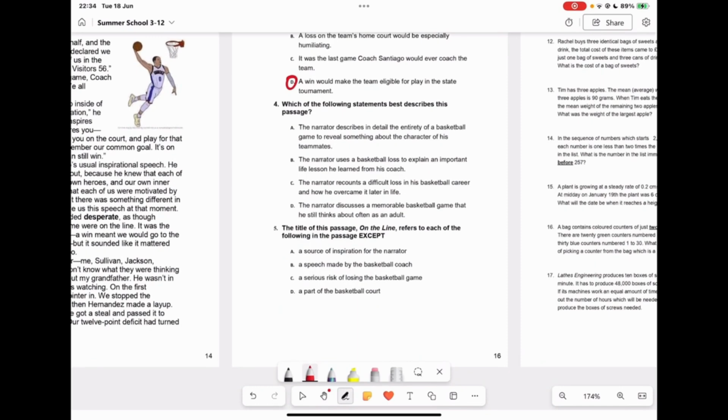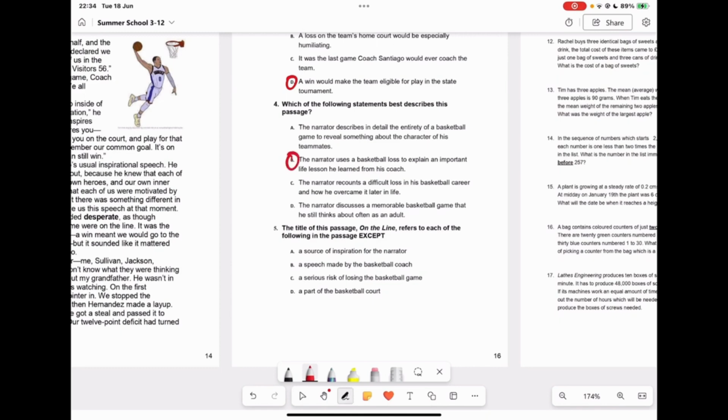Question 4. Which of the following statements best describes this passage? So that would be the narrator uses a basketball loss to explain an important life lesson he learned from his coach. Yep, it would be that.